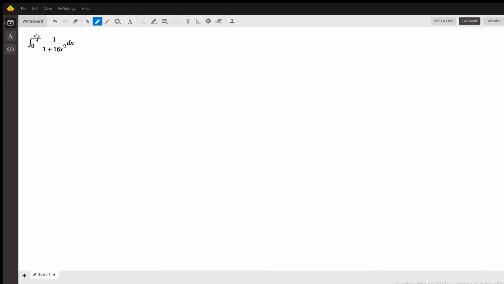Here's an integral. The integral is 0 to square root of 3 over 4 of 1 over 1 plus 16x squared dx. Sometimes you have to work these in a bunch of different ways until you figure it out. This one I'm going to do some u substitution. I'll say u equals 4x, and so du equals 4 dx, and thus dx equals du over 4.